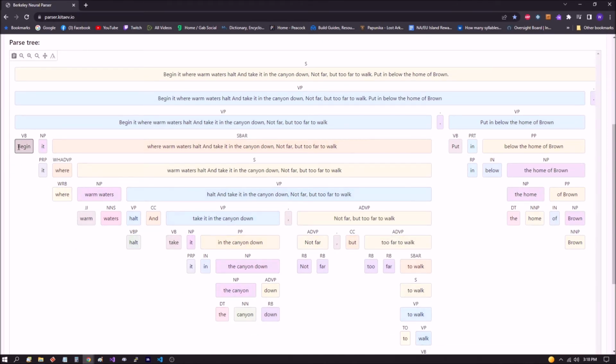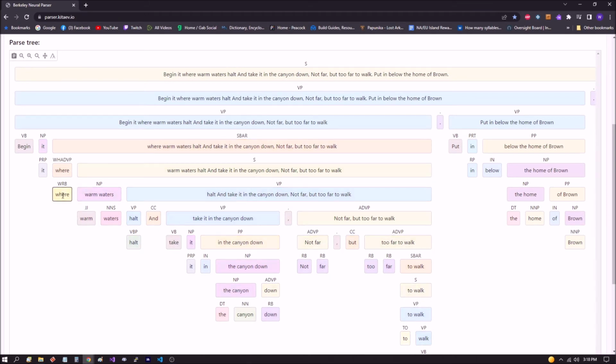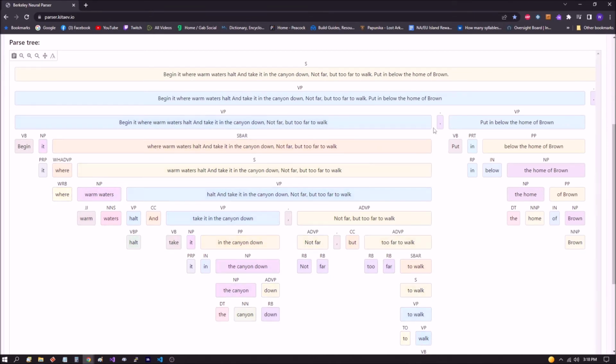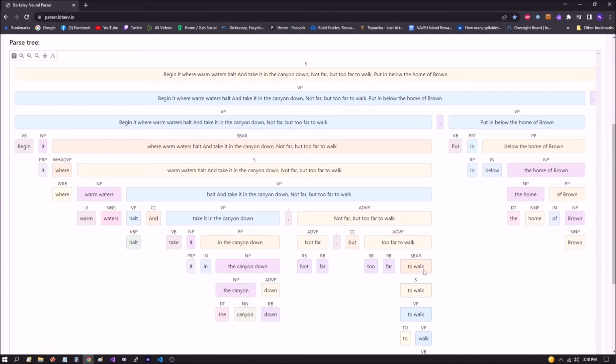It'll tell you what they're functioning as. For example, like I explained to you guys, "begin it" is an imperative, and that's actually the end of the independent clause. That's all he's telling you to do in the first part of the stanza. "Begin it where warm water halts and take it in the canyon down, not far but too far to walk," is part of a where clause. Okay, it's a dependent clause. All of this stuff here is all a dependent clause that's telling you where to start.